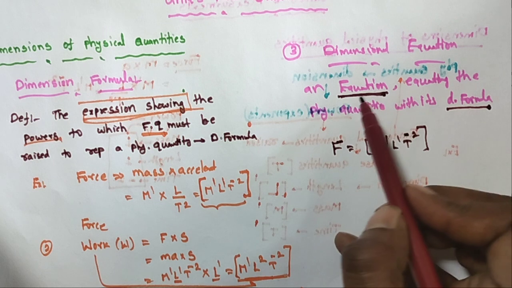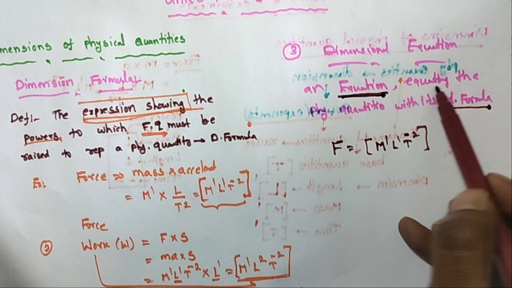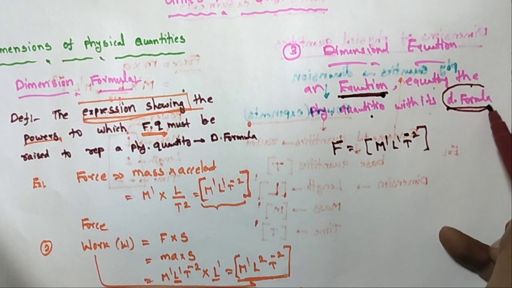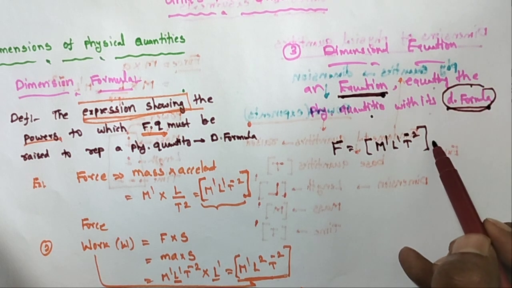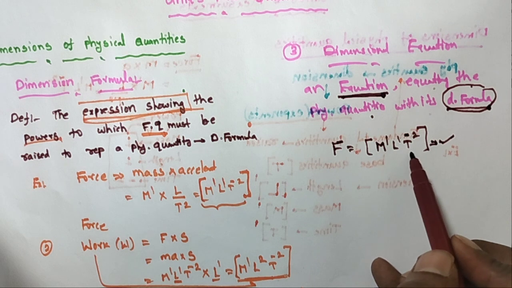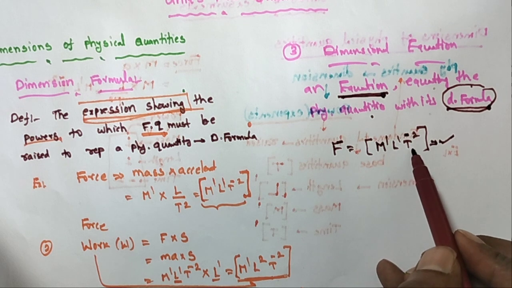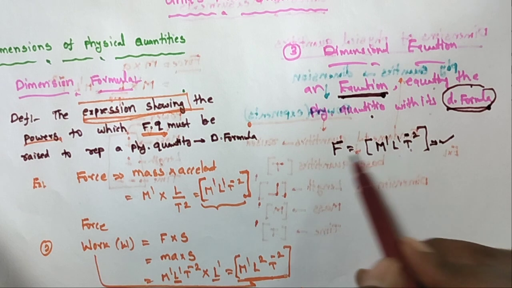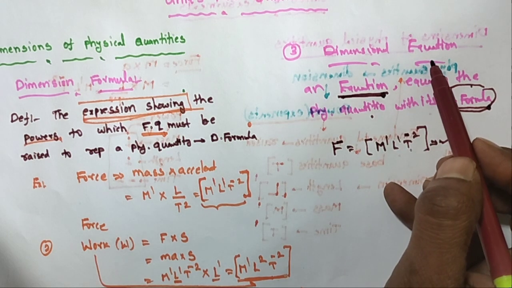So the equation of equating the physical quantity with its dimensional formula gives one equation, that is M1 L1 T minus 2. This equation of the dimensional formula is called the dimensional equation.